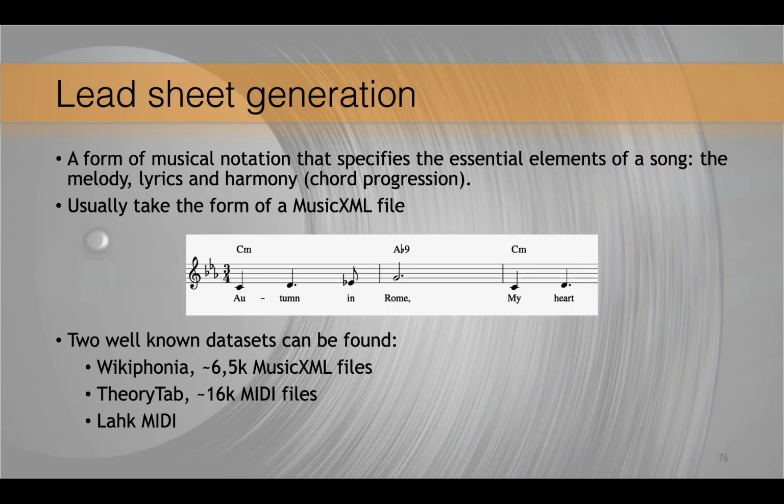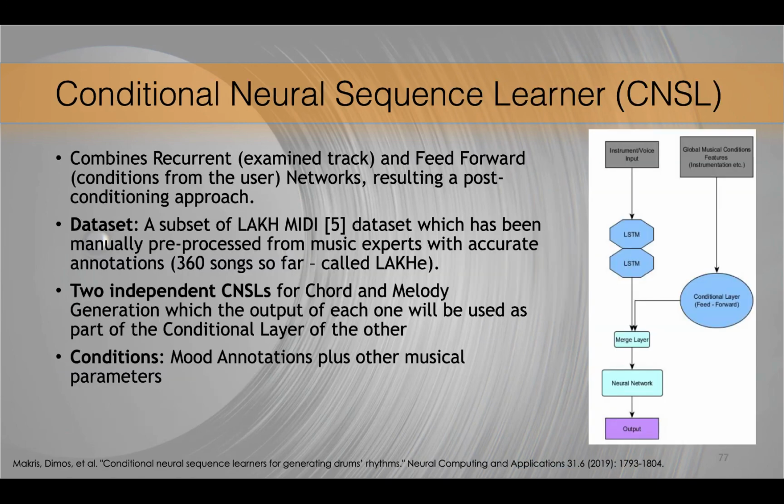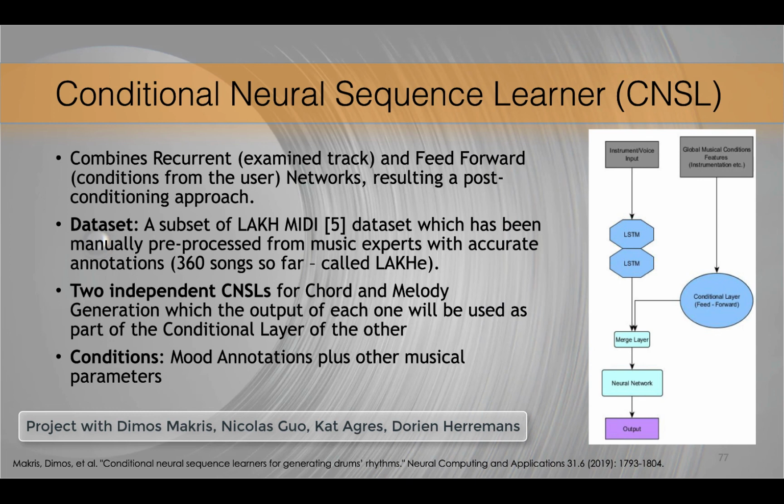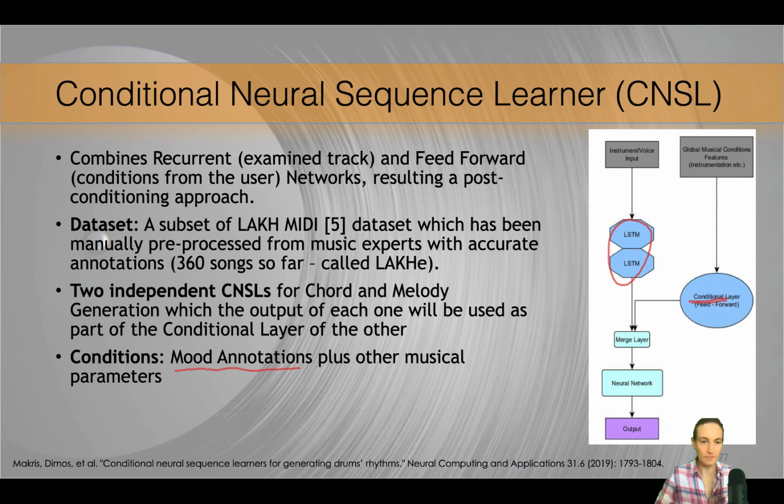Our main project now is lead sheet generation. A lead sheet is a form of musical notation which has chords and melody. So we use big datasets and we encode this into, again, a neural network whereby we use LSTMs, models that can capture long-term structure. We're experimenting with attention networks as well. And the novel thing here is we have conditions that we feed it. Conditions are mood or emotion annotation and other musical parameters like key, beat, meter, etc.